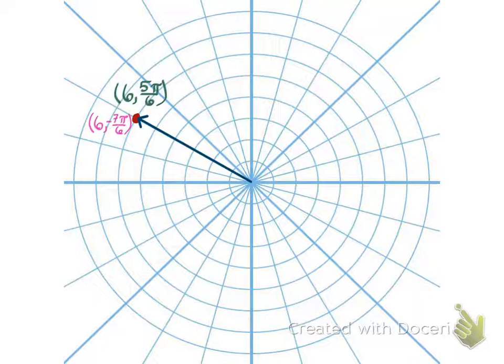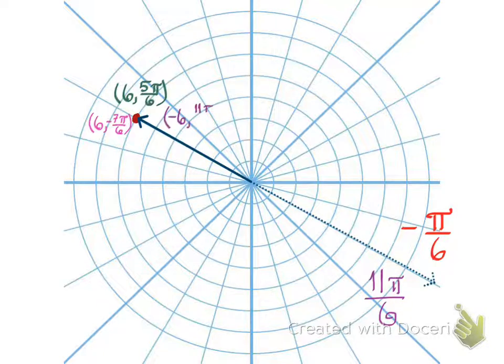Now think about the angle that's 180 degrees, or pi radians, away from that point. That would be either 11 pi over 6 or negative pi over 6. Both of those numbers name an angle that is exactly in the opposite direction from 5 pi over 6. So therefore, another pair of coordinates for that same point are these two pairs right here: negative 6, 11 pi over 6, or negative 6 and negative pi over 6. Again, all four coordinate pairs there name the same point.